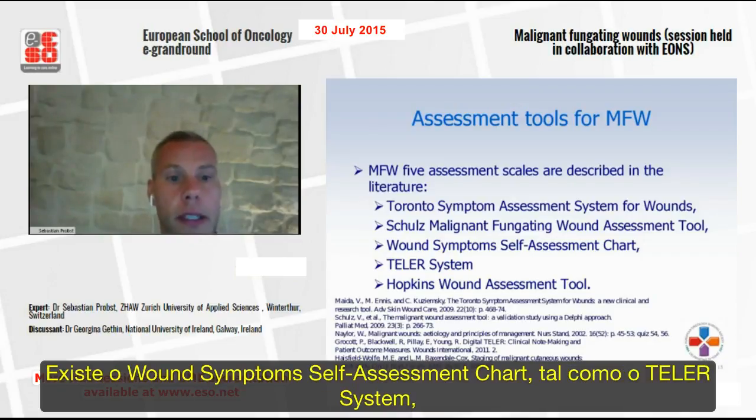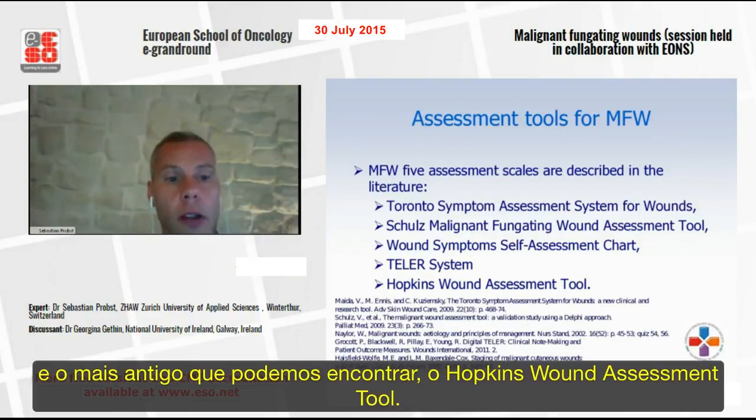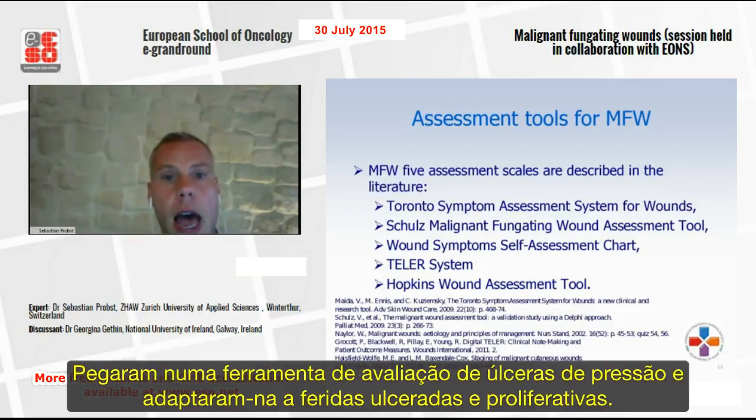Then the Wound Symptom Self-Assessment Chart, as well as the Teller system, or the oldest one we can find, the Hopkins wound assessment tool. There, for example, they took the pressure ulcer guideline, the pressure ulcer assessment tool, and adapted it to fungating wounds.